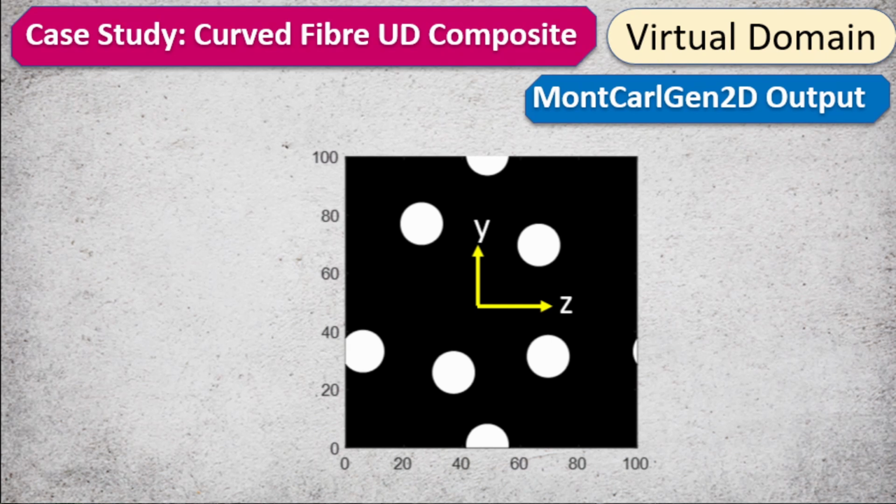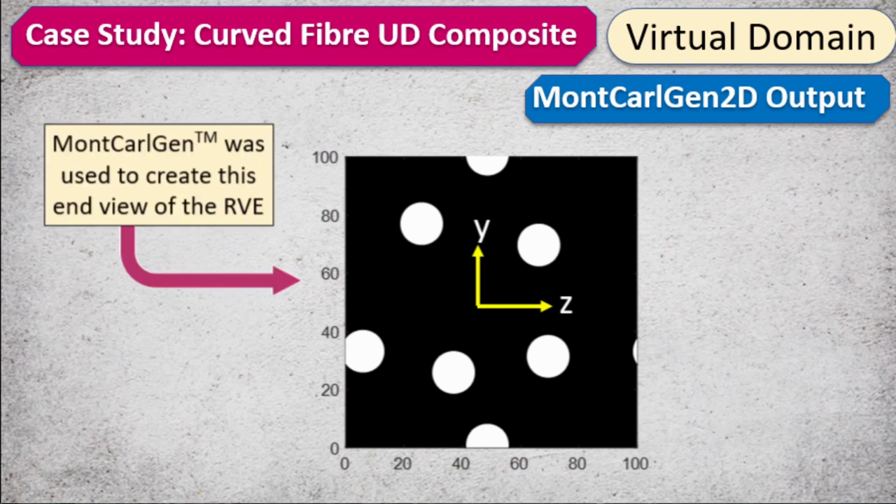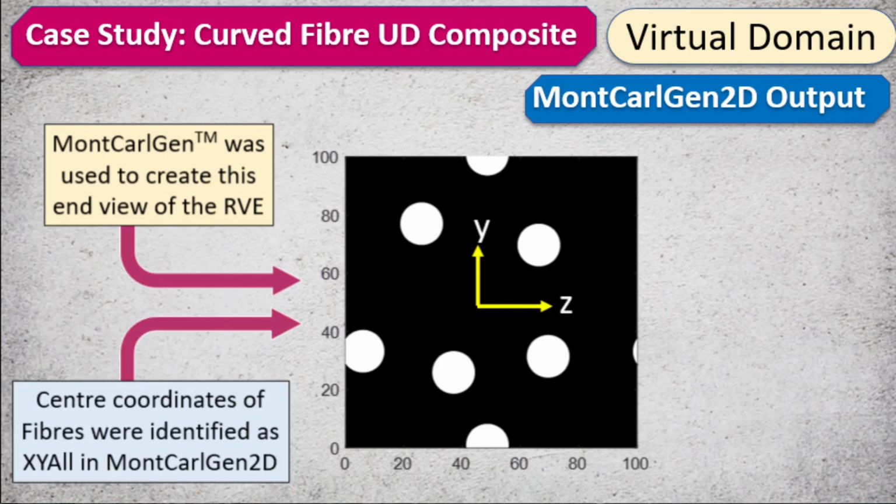So this is a low volume fraction constitution, so you get 6 fibers. One thing you need to notice is that MontCarlGen was used to create this end view of the RV. In this end view, each fiber will have a center, and that center within code is called XYO. That means for every fiber here, you have a Y0 and a Z0 position, and a collection of all those is what I've called XYO here. We're going to use that later on when we start building the model.